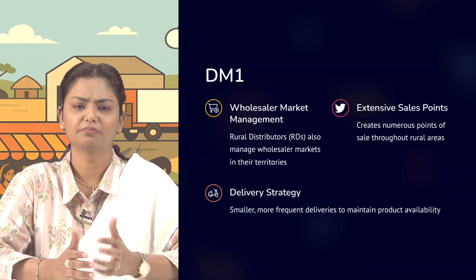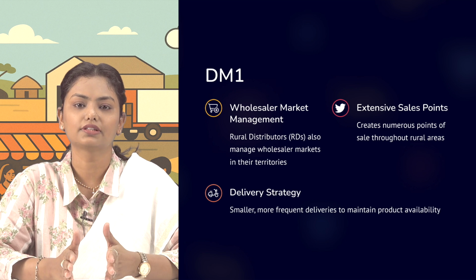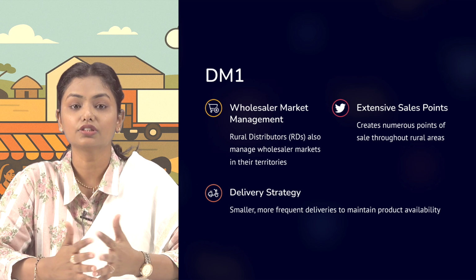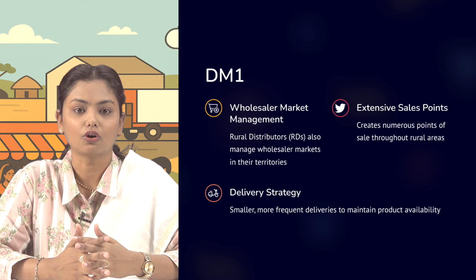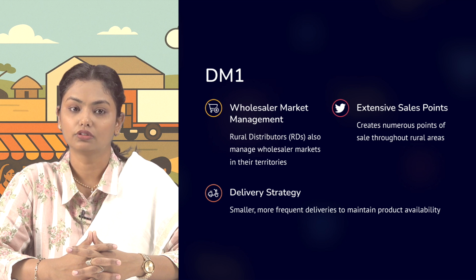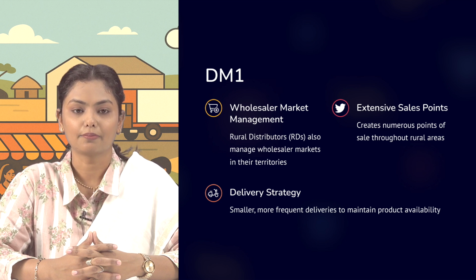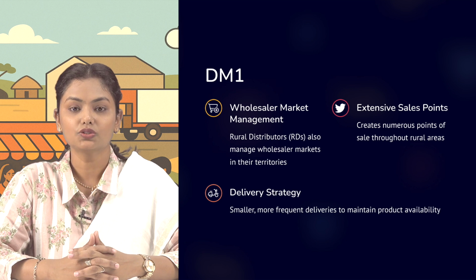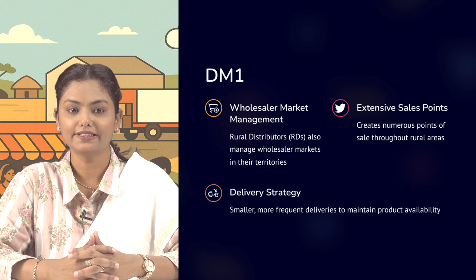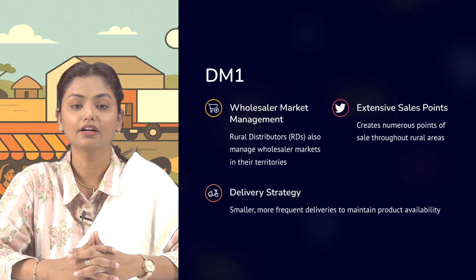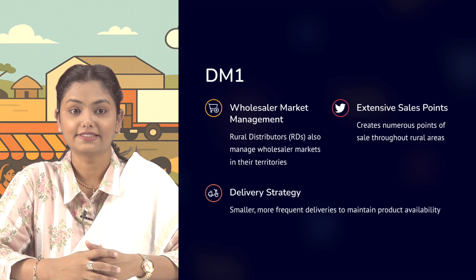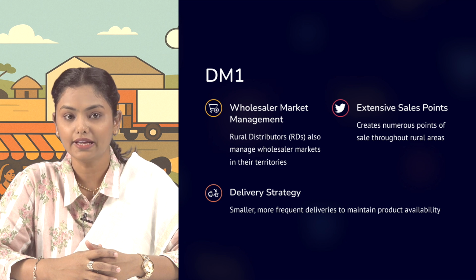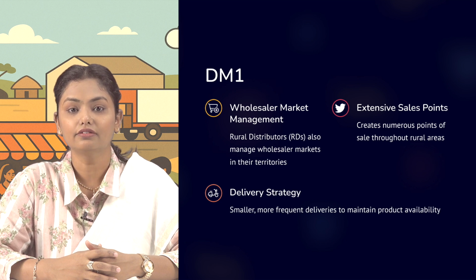This area often has bad roads and small shops that do not sell so much. So, it is not easy or profitable to deliver directly to every small village. To solve this problem, the RD also works with wholesalers who help supply product in that region. These wholesalers are helpful because they sell many different items, handle large quantities and reach remote markets that the company cannot reach directly. A big part of the DM1 model is that it sets up more delivery points in rural areas, so as to cover all the scattered villages.